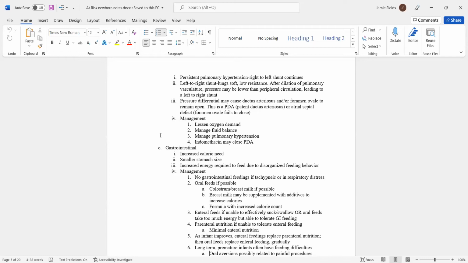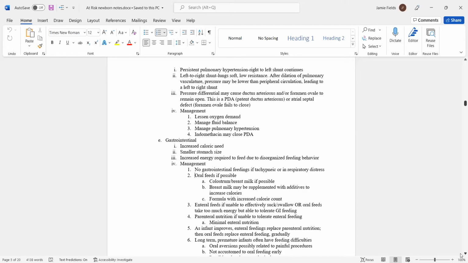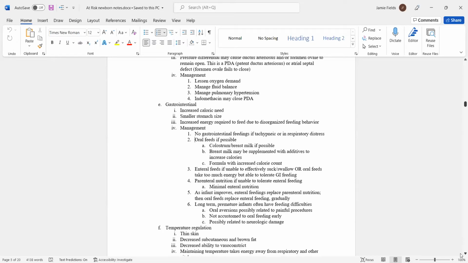All right. So GI tract. How does prematurity affect the gastrointestinal system? They have a smaller stomach, they can take less in, and they have absorption problems. They need more calories because everything takes more energy. They take more energy to breathe than a full-term baby. They take more energy to maintain their temperature, but also it takes energy to eat.